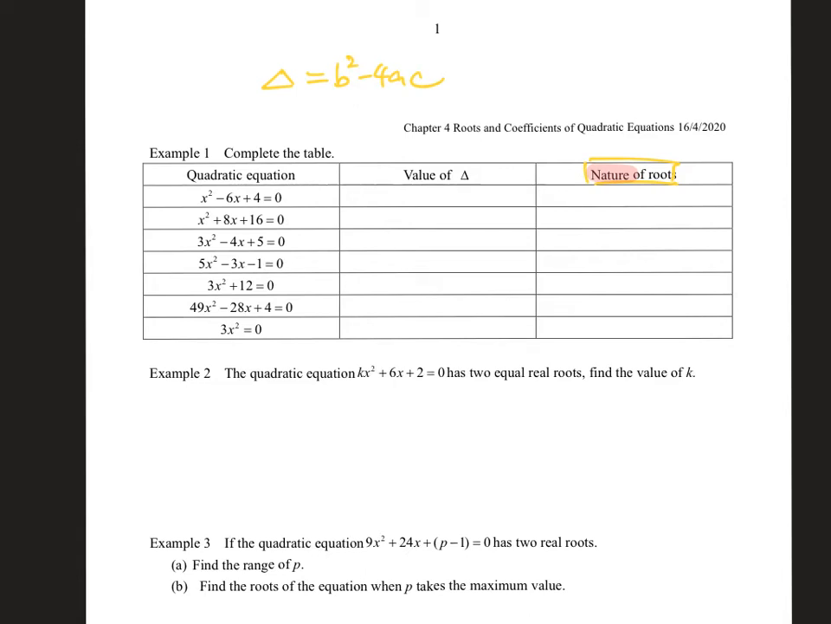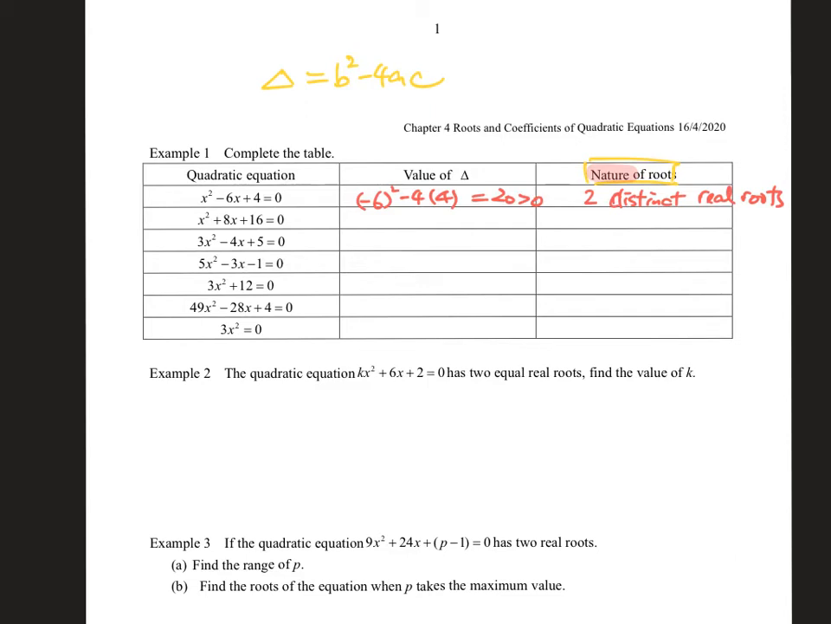So for example, in number 1, delta will be minus 6 squared minus 4 times 1, which I omitted, times c, which is 4. So that's 36 minus 16, which is 20, greater than 0. So that's why we will say there are two, more precisely we call them, two distinct roots, or two distinct real roots. You can take time to check the rest of the examples by yourself properly.